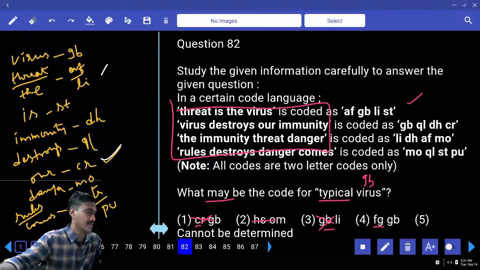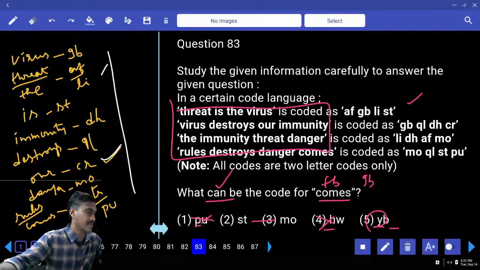అండ్ నా క్వశ్చన్ నెంబర్ 82. 82 జీబీ ఎఫ్జీ. జీబీ ఉంది, జీబీ ఉంది కాబట్టి ఎఫ్జీ మనకి ఇక్కడ ఎక్కడైనా ఉందా? ఎక్కడెక్కడ లేదు. కనుక ఎఫ్బి కెన్ బీ ద కోడ్ ఫర్ ద వర్డ్ టిపికల్. డెఫినెట్గా టిపికల్కి అవుతుందని చెప్పలేం, అయ్యే ఛాన్స్ ఉంది, అందుకే మే అనే వర్డ్ వాడతాం. డన్. అండ్ వాట్ ఈజ్ యువర్ ఆన్సర్? చాయిస్ ఫర్ 82.